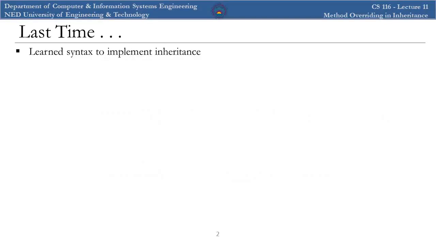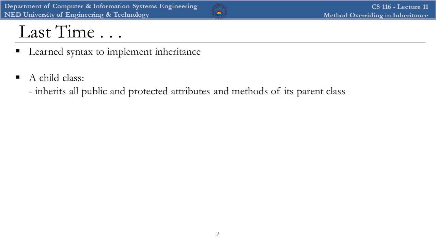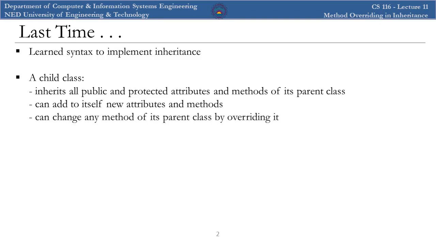In the last lecture, we learned how to implement inheritance in Python. We explored the very simple syntax for implementing inheritance. There we observed that a child class inherits all the public and protected attributes and methods of its parent class. Actually, we did examples to prove this. We also observed that a child class can add to itself any new attributes and methods that we want to add to that child class. And we can change the behavior of any method of the parent class by overriding it.